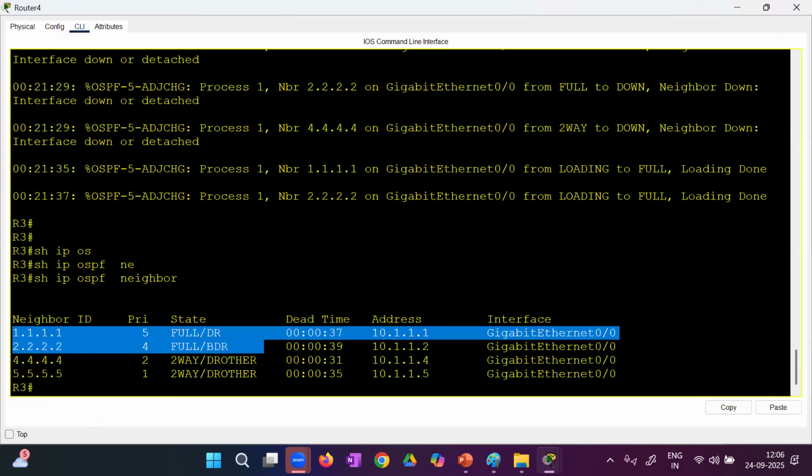Router with the least router ID. But highest priority number is what? DR. And the router with the second highest priority number is what? BDR. It means the election will always happen based on the priority number. If it is the same, then only it will go to check for what? Router ID, or we call it the neighbor ID.